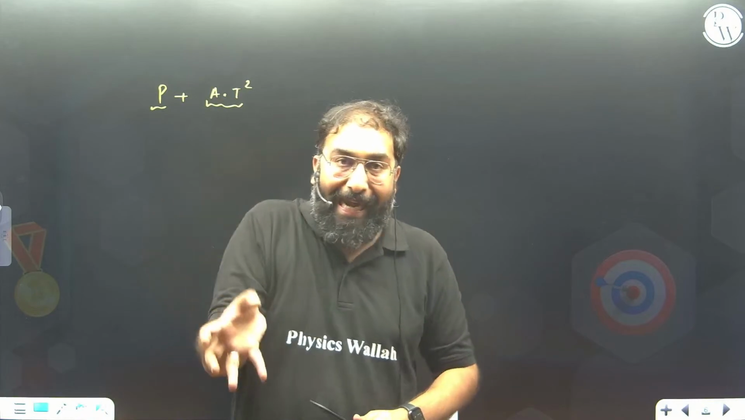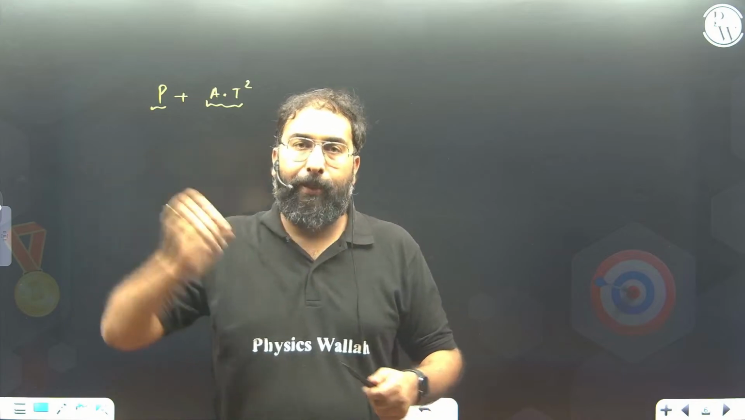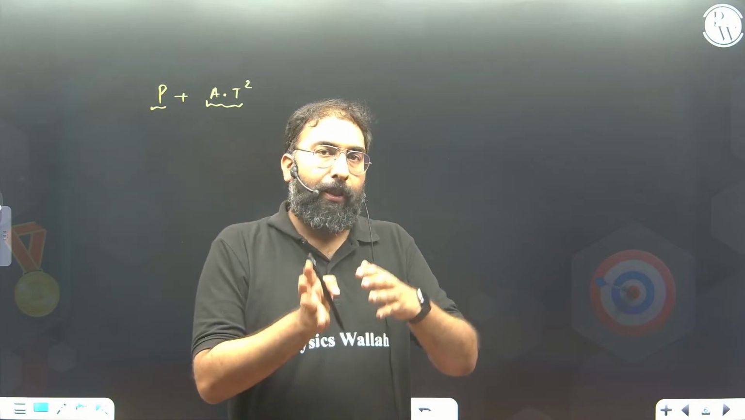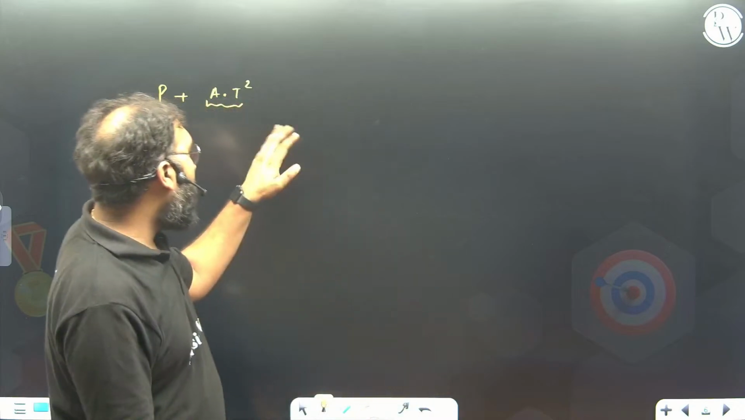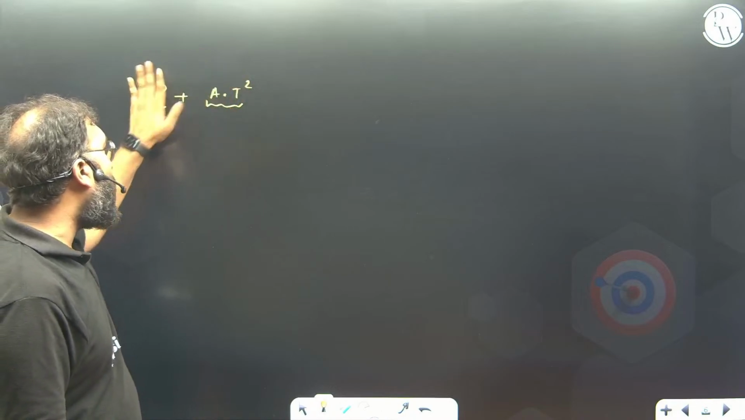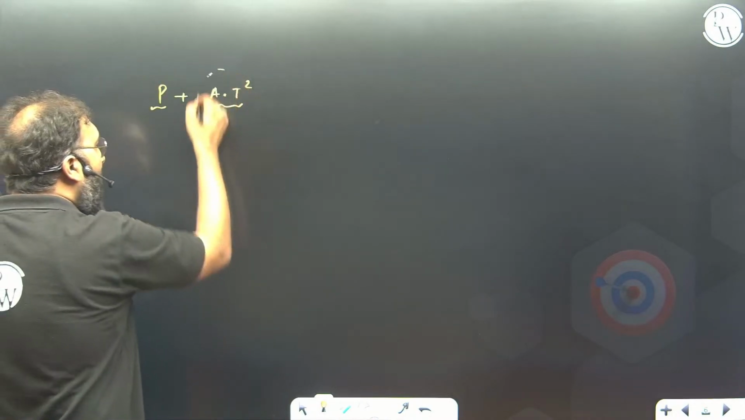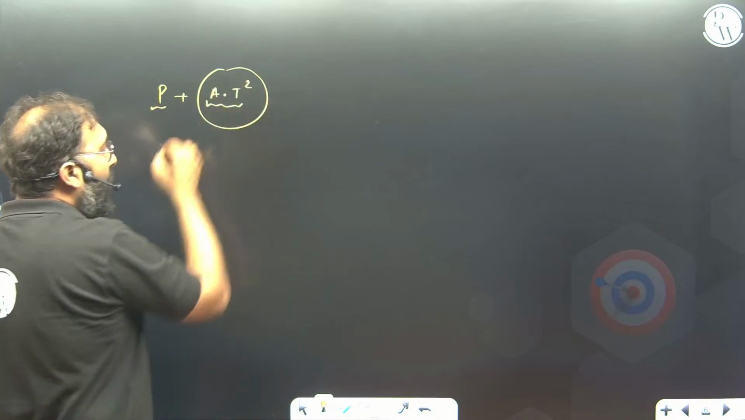You cannot add energy to pressure, right? You cannot add force to momentum. So you can add or subtract only similar types of physical quantities. So here A into T square is one quantity, and we are adding it to pressure. So definitely this should have the dimension of pressure, okay? This should have the dimension of pressure.